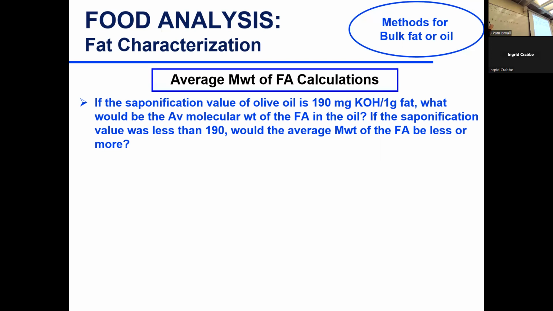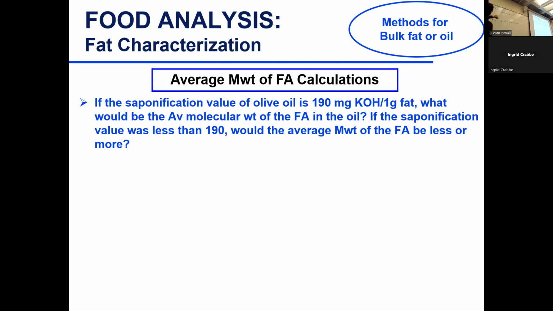So this is important for molecular weight calculation. 3 molecular weights of fatty acid plus the molecular weight of glycerol equal the molecular weight of triglyceride plus 3 molecular weights of water. I need to know the molecular weight of triglyceride because I know this. Then if I know this, I can get the free fatty acid. So I need the molecular weight of triglyceride.